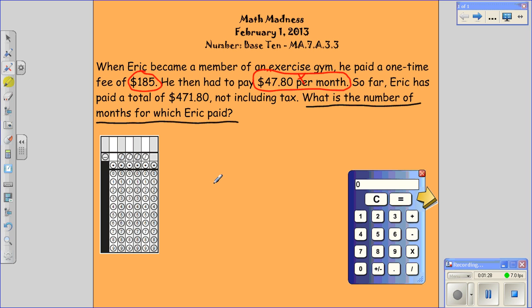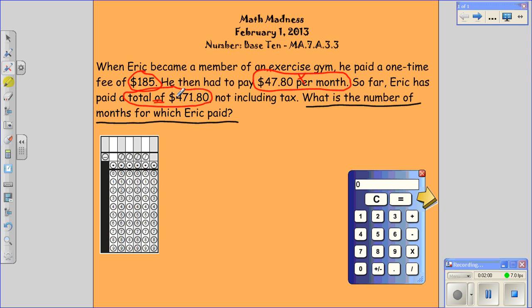And it says, so far, Eric has paid a total of $471.80. We need to know that total of $471.80. Also, total means there's going to be an equal sign. And I learned that this week in Miss Dean's class. So, in other words, we're going to have to write out an equation to figure out how many months he paid for.